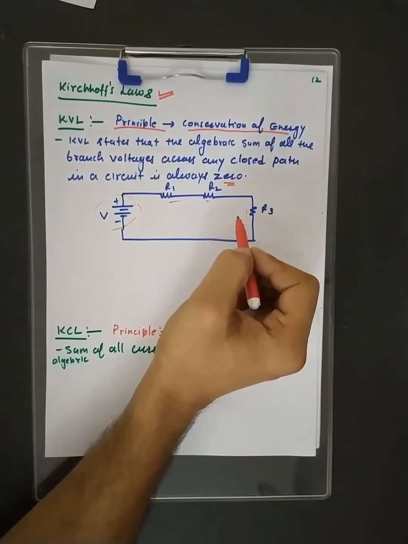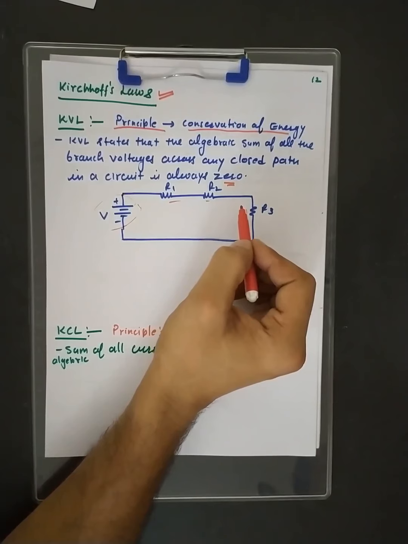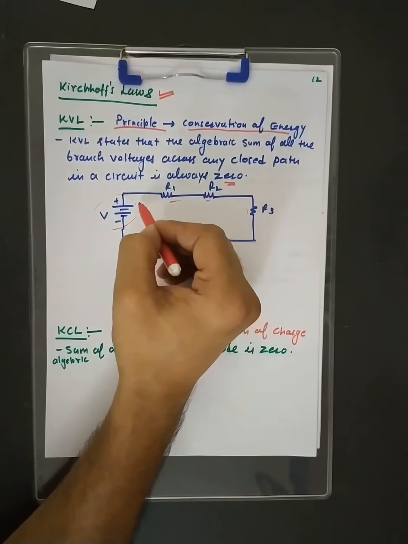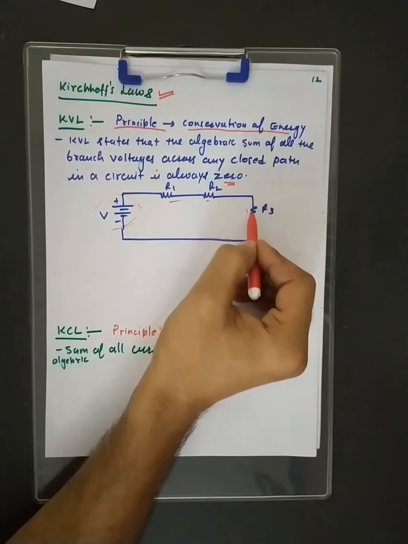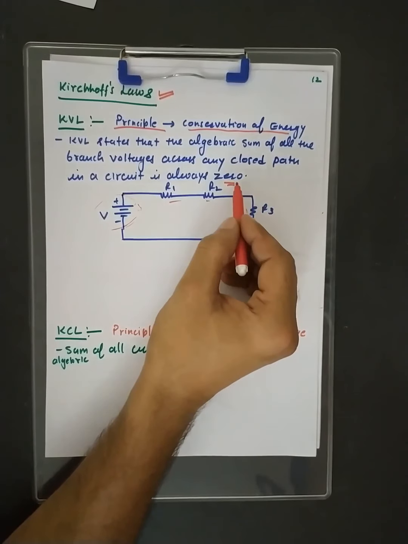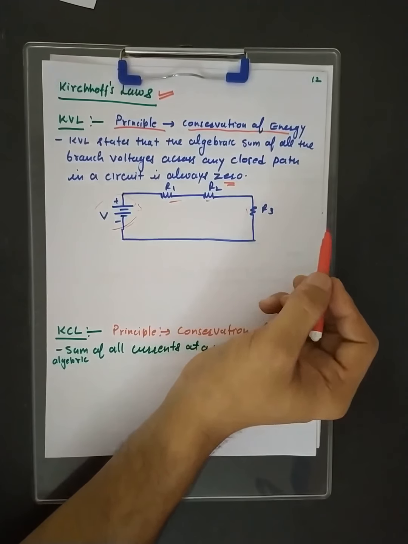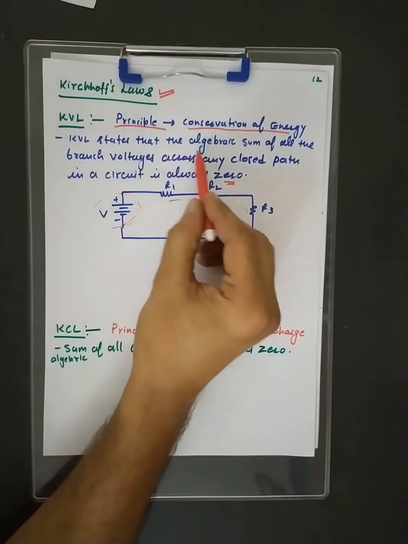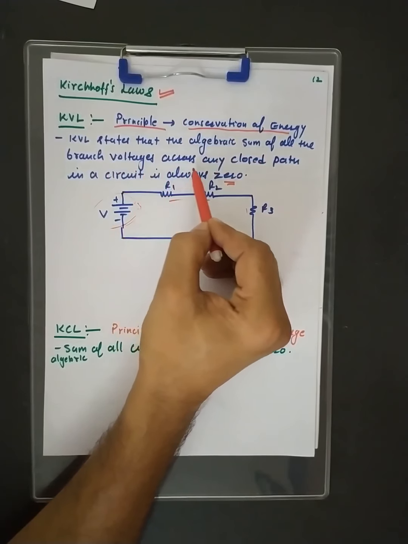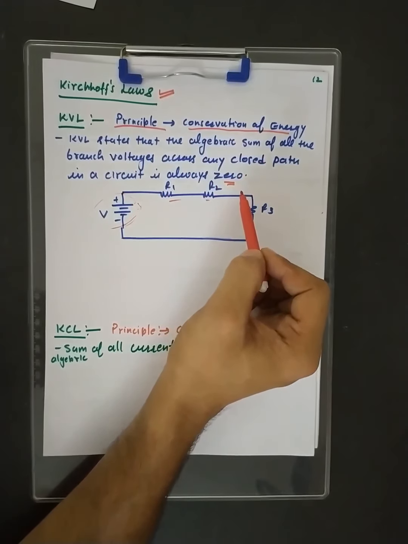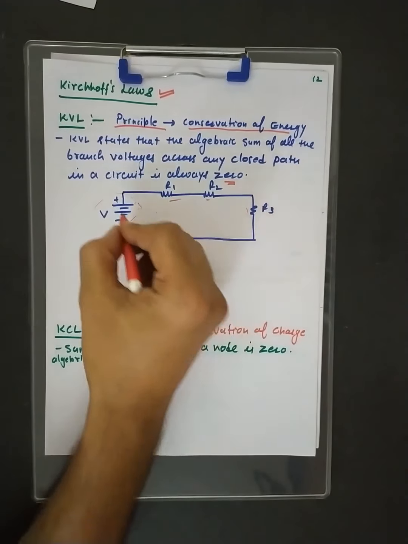Clear? We are neither creating nor destroying the energy. We are just taking the sum, meaning how much energy you have supplied will be absorbed in the circuit, and the total sum is equal to 0. That is, source plus sink is equal to 0. Simply, it states that the algebraic sum of all branch voltages across any closed path in a circuit is always 0.